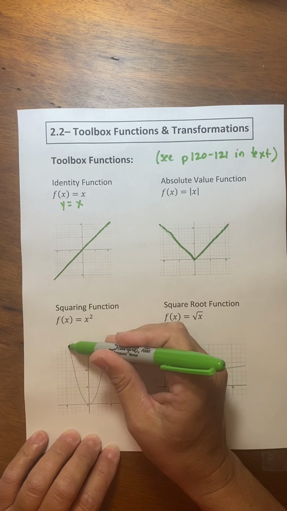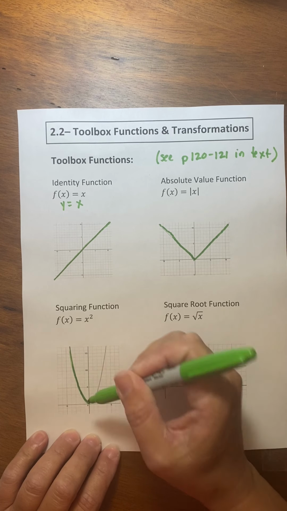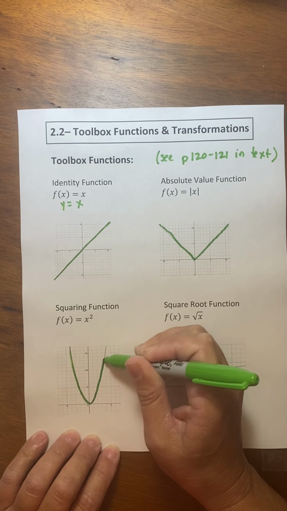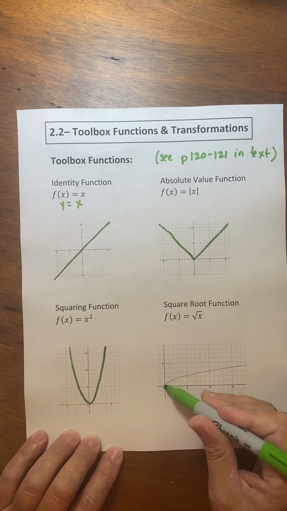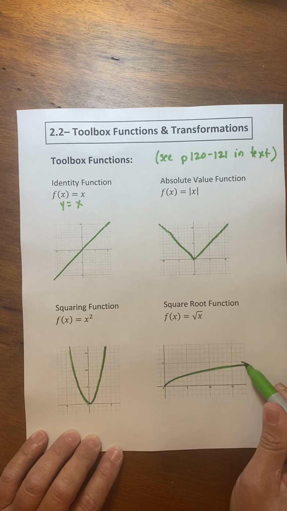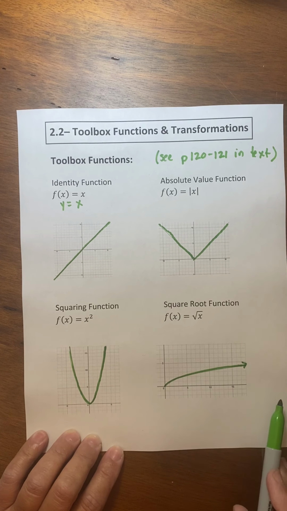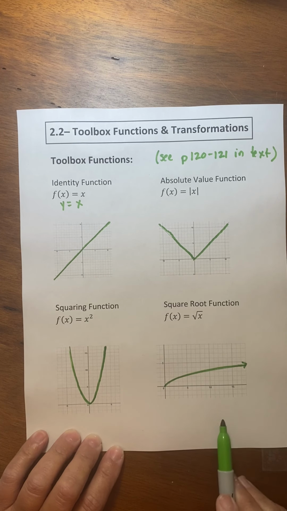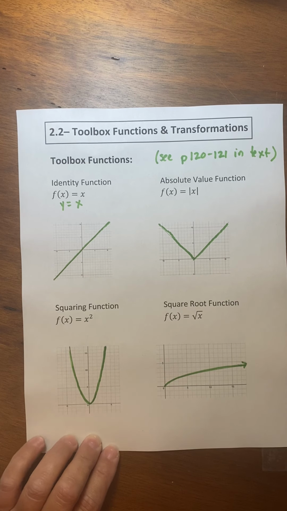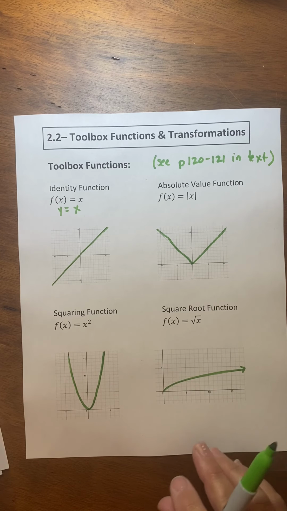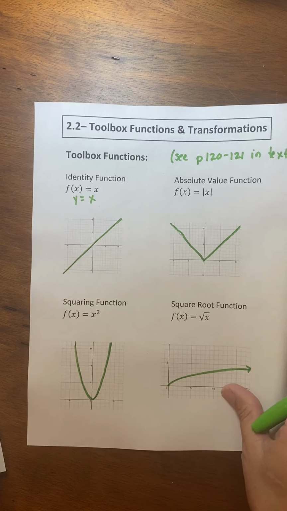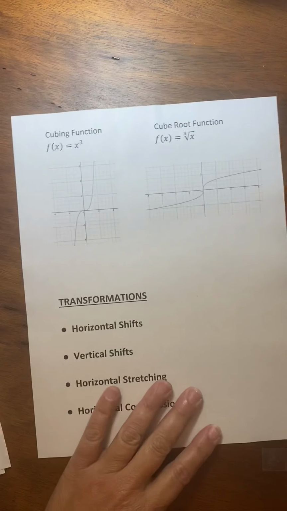Y equals x squared, or basic quadratic functions, any polynomial with the highest degree of 2. And then we have our square root function, right? The domain is just non-negative numbers. The range is also non-negative numbers. So this is just a handful of functions that you should be able to look at the graph and recognize that it could be this function, or look at the function and be able to picture the graph in your head.